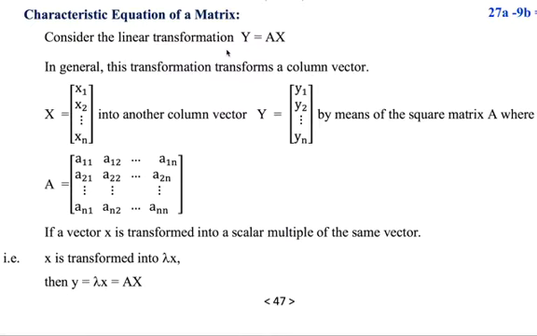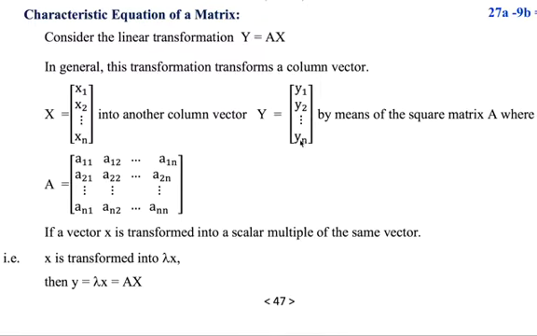Consider the linear transformation y equal to A x. In general, this transformation transforms a column vector into another column vector, because x is a column vector and A is an n by n square matrix, and x is n by 1. Then after the multiplication, the result y would be an n by 1 column matrix. n by n cross n by 1 will give you n by 1. So y1, y2 and so on up to yn.